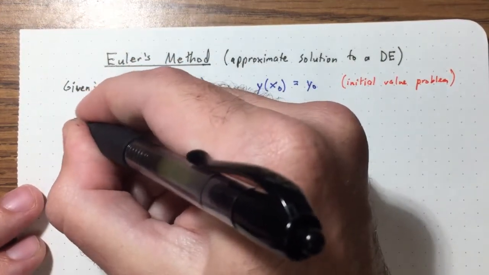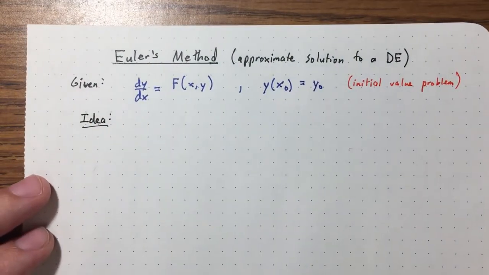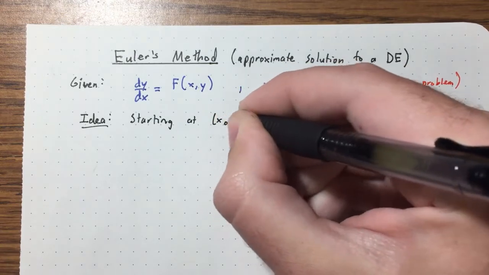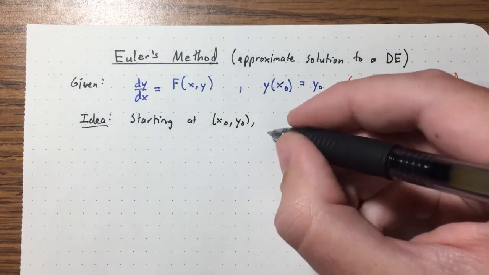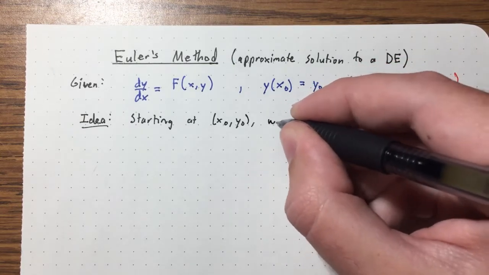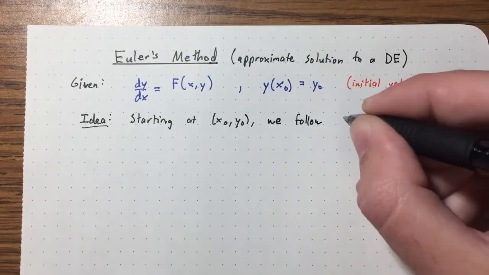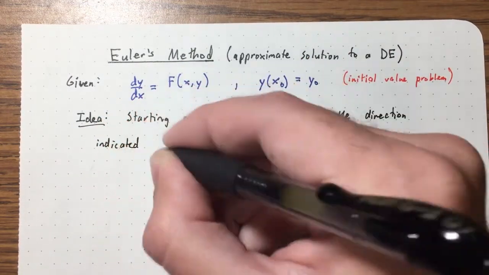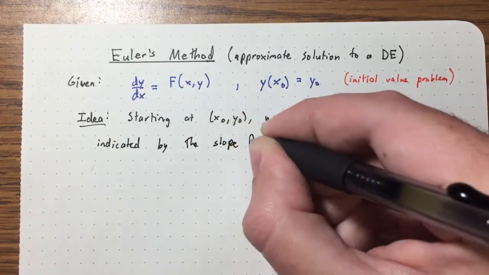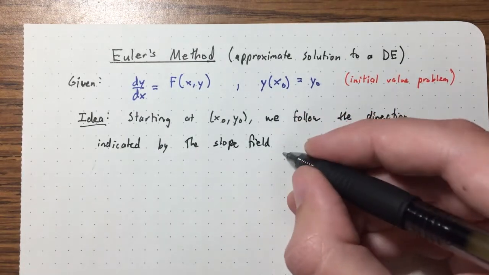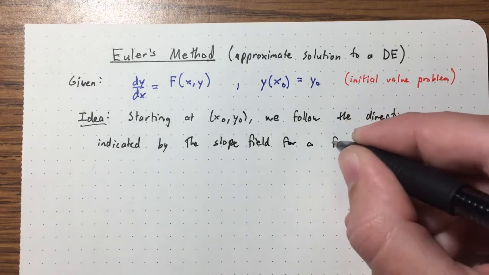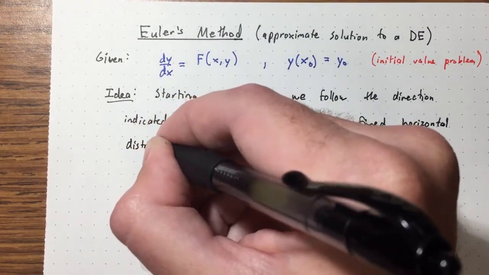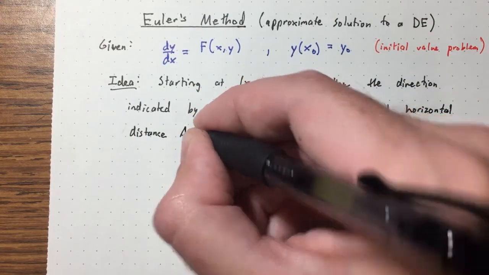So let me just tell you the idea in words, and then we'll actually do a calculation. So the idea is that we're going to start at this point, x0 comma y0. We're just going to sort of follow the direction indicated by the slope field. We're going to follow it for a certain small fixed horizontal distance, and we'll call that delta x. So that'll be our fixed horizontal distance.